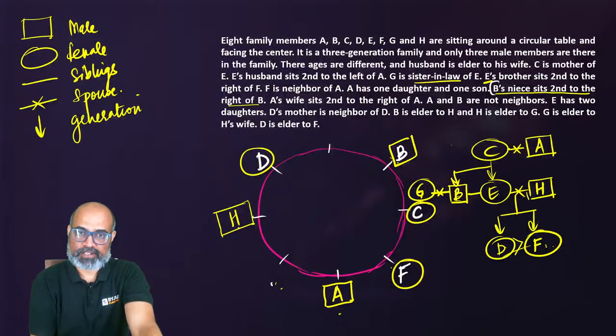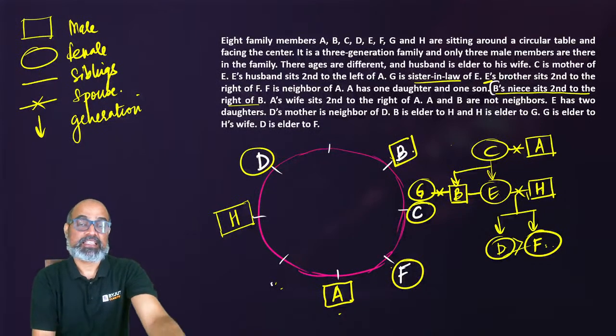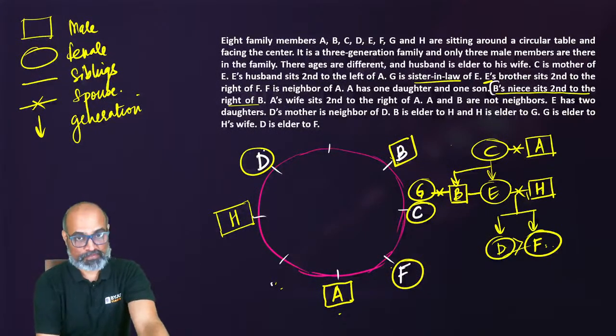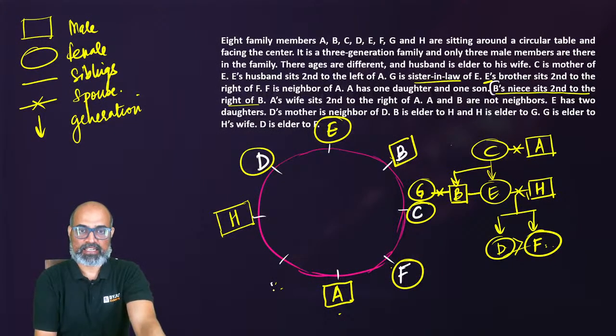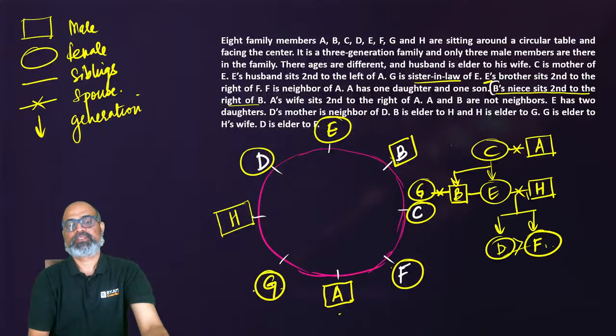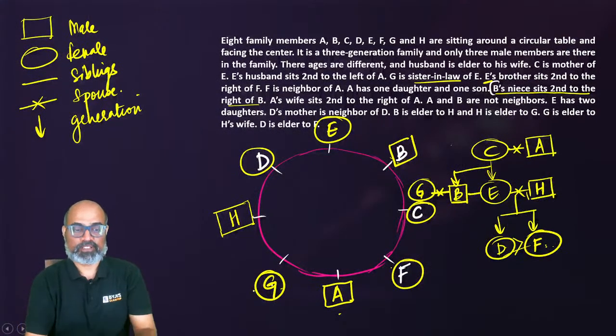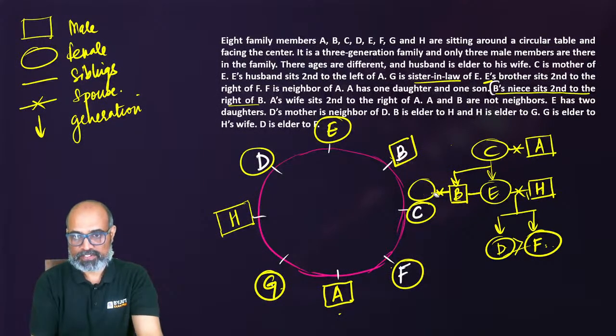E's husband sits second to the left of A. E's brother, that is B, sits second to the right of F. Yes, he does. And B's niece, which is D, sits second to the right of B, which she does. A's wife sits second to the right of A, does. A and B are not neighbors. Of course, they are not. D's mother, as in E, is neighbor of D, so that means E will come here only, and we are left with only one person. A, B, C, D, E, F, G is missing, so G comes here. So now we know the entire flow chart as well. So we have C, A, G, B, E, H.